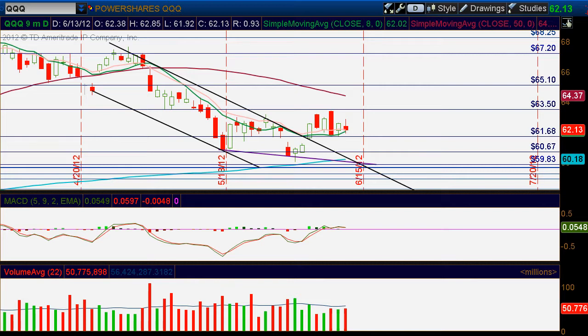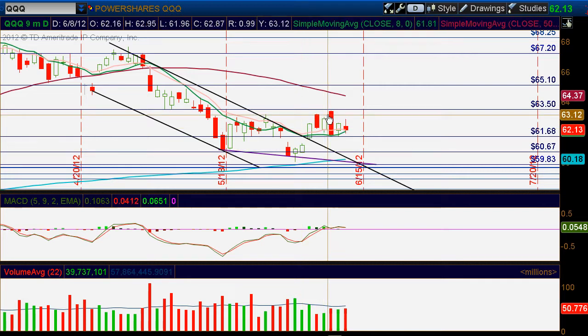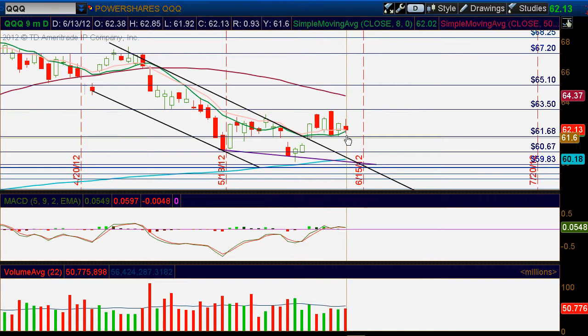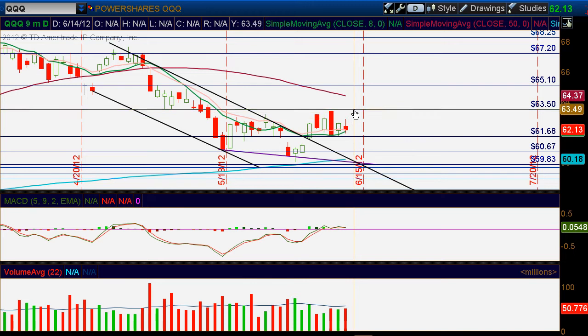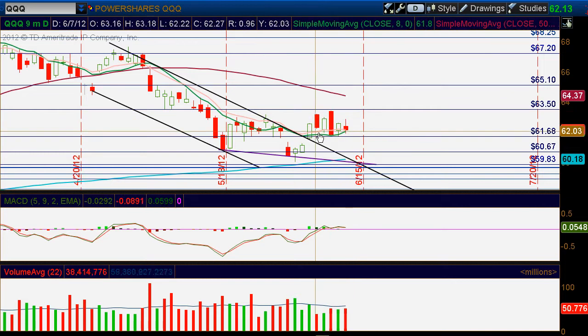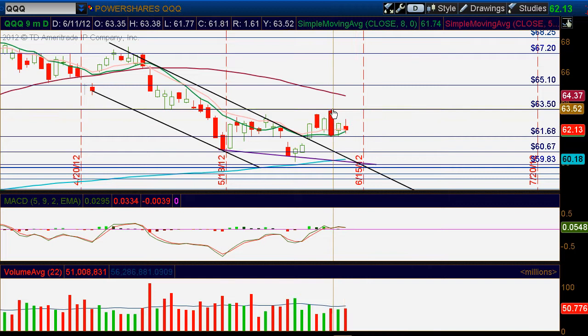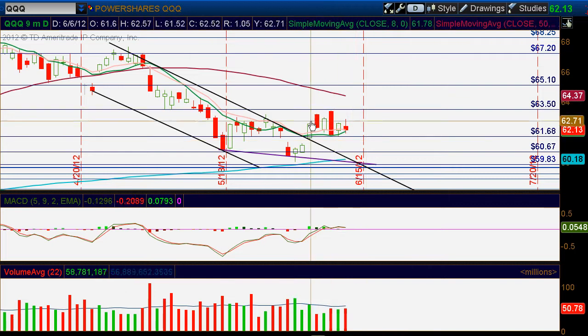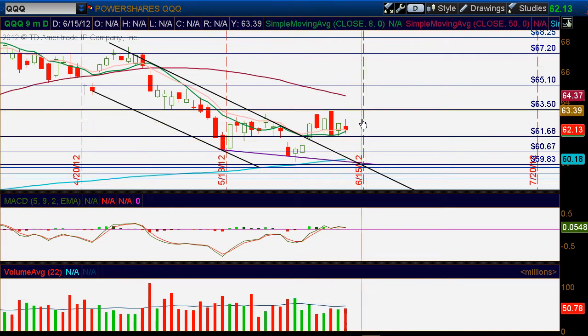So let's take a look at our chart and see what's happening here. Nothing really exciting. As you can see, we're still stuck between the area of resistance up here, 63.50, and the low area of support down here, 61.68, as well as those moving averages. So we are still putting on a base, still building some momentum, getting ready for a major move one way or the other.